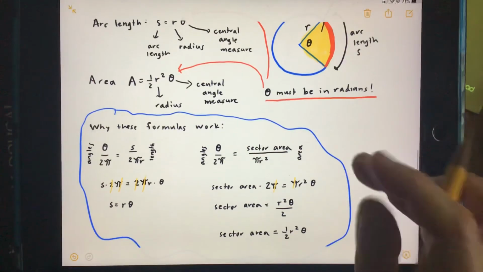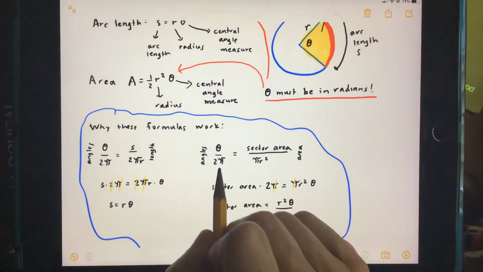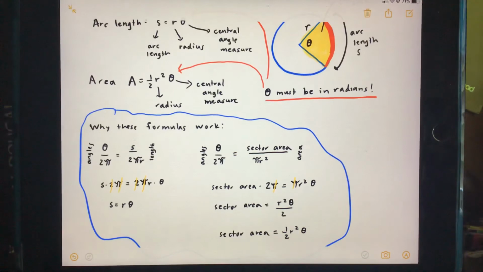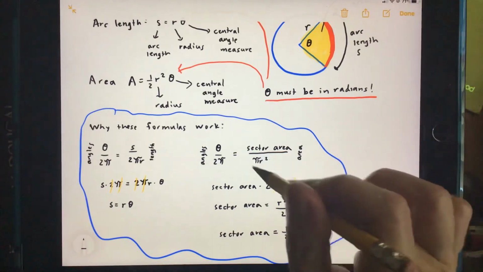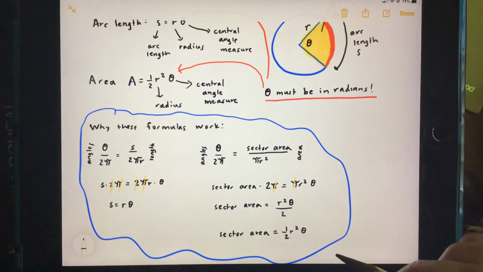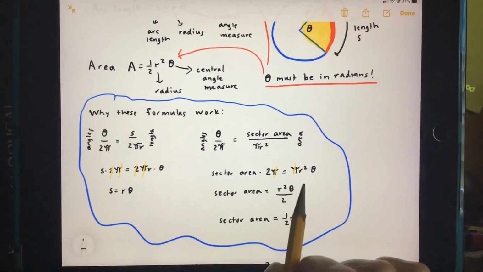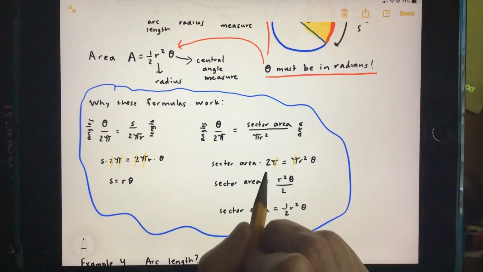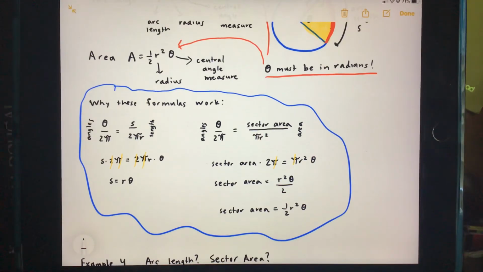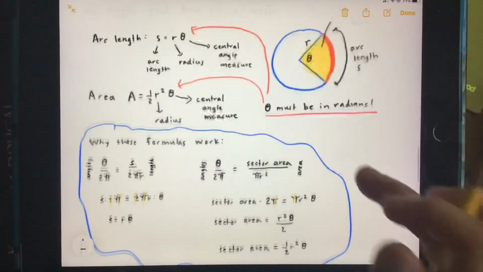I can do the same thing to find out why this area formula works. I can compare the angle measurement, my angle theta, to 2 pi again, the full number of radians all the way around a circle, and that would compare to the sector area compared to the entire area of a circle, which we know is pi r squared. Again, using my cross products, I can solve for sector area. So sector area times 2 pi is pi r squared theta. I can cancel my pi's out, and my sector area would be r squared theta divided by 2, and that means the same thing as 1/2 r squared theta. So there we have why these formulas work, where they come from, and so now we can use them.